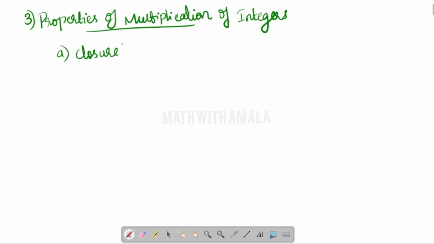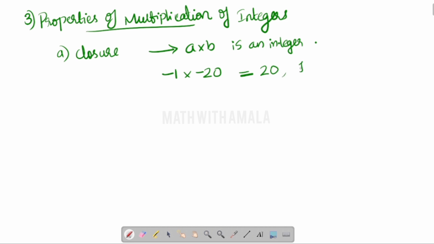The first one, as we have discussed for addition and subtraction, is closure property. A into B: if we take any two integers and multiply them, it is again an integer. Let's take minus 1 into minus 20. Minus into minus is positive, so 20, this is an integer. Hence, integers are closed under multiplication.